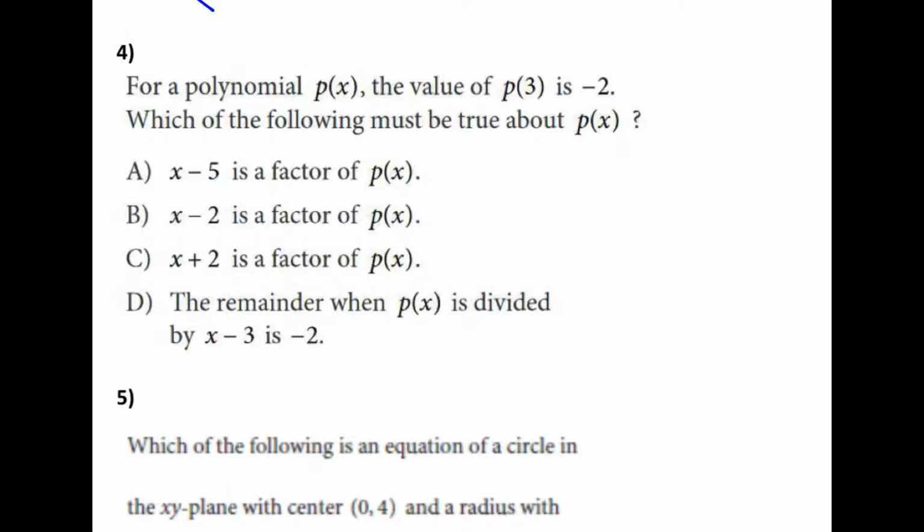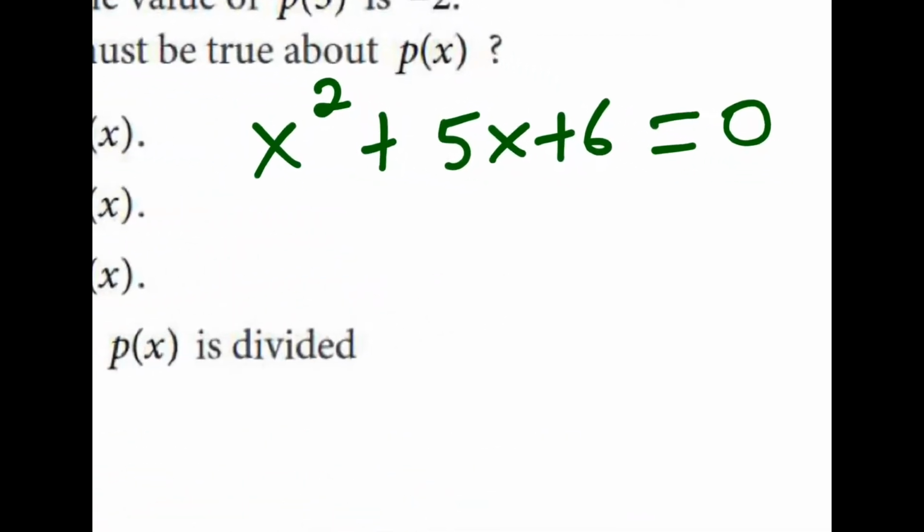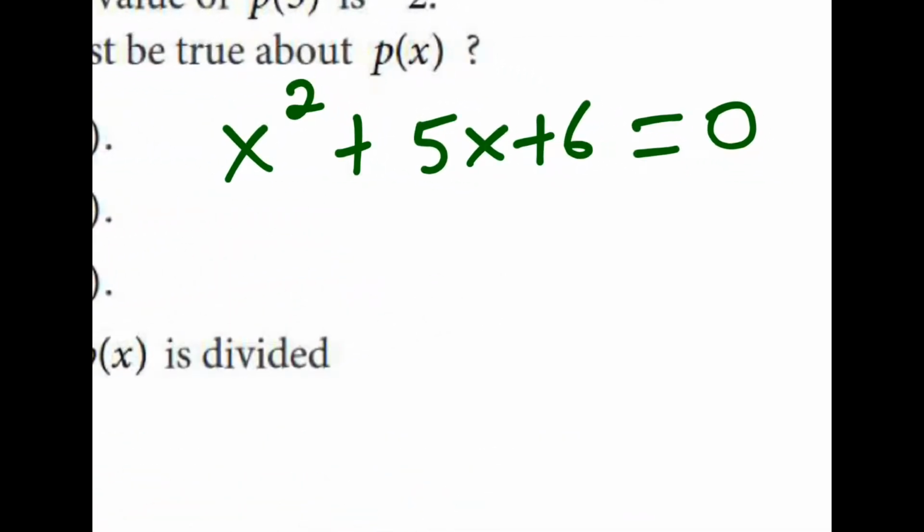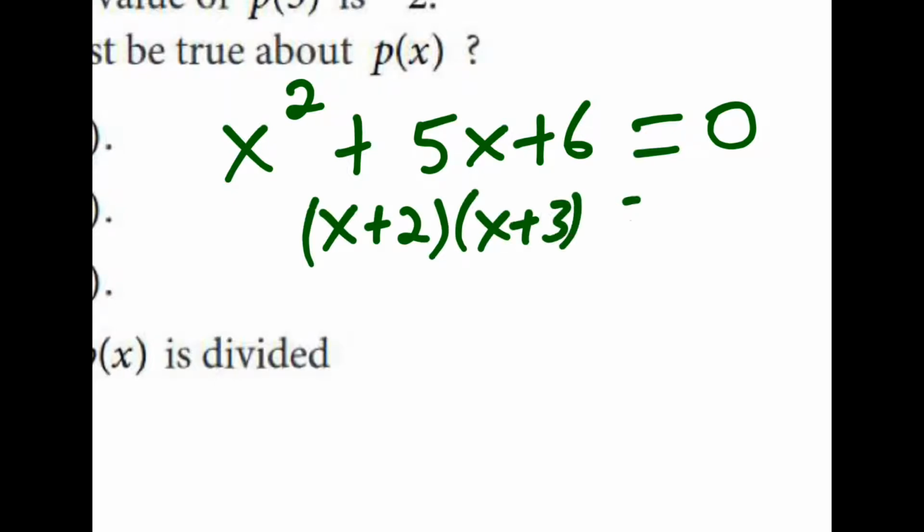Number 4 is a polynomial question about when you factor quadratics and you account for the zeros. It doesn't quite look like it, though. Typically, these problems look more like this. Let's say we have a quadratic, x squared plus 5x plus 6, and we might factor that. And if we do so, we would end up with x plus 2 times x plus 3.